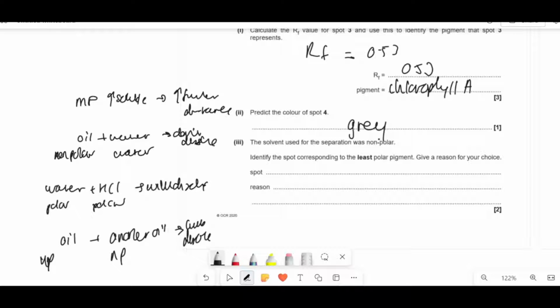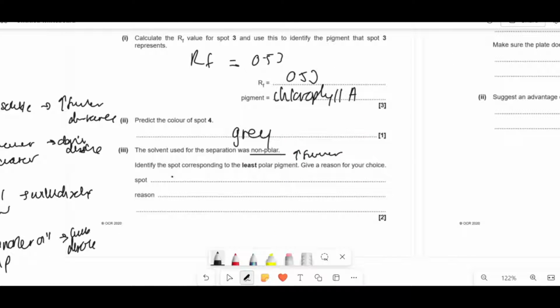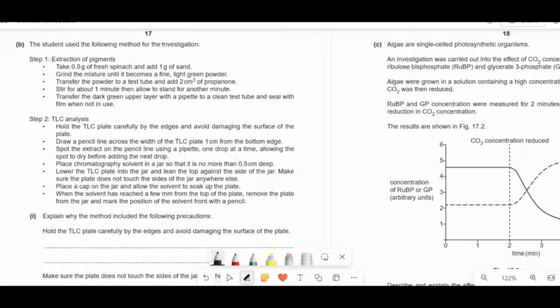So in this case, they've told you that the solvent they have used is non-polar. So the thing that moves the furthest is also going to be non-polar, because remember, polar and non-polar don't like mixing. If it's asking you what the least polar thing is, it means it's moved the furthest, because the less polar you are, the better you're going to mix with another non-polar thing. So in this case, it's got to be spot 5, which has moved the furthest. Why? Because it is the most soluble in the mobile phase, because the mobile phase is non-polar. Non-polar likes non-polar.